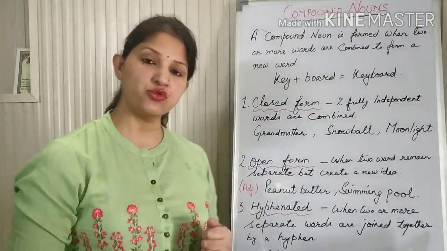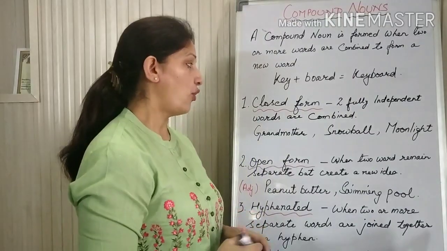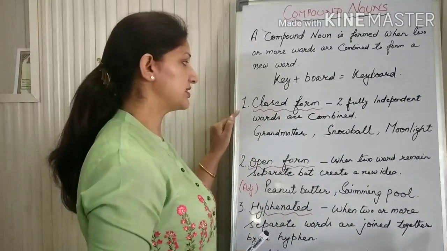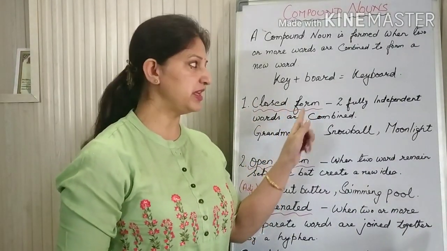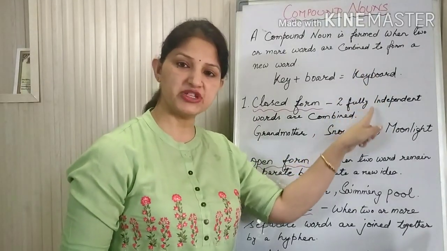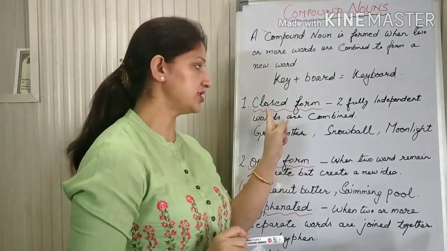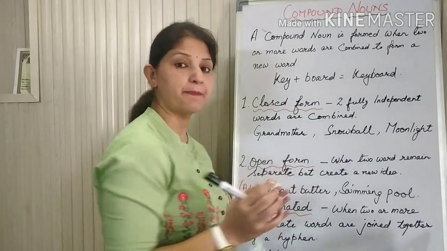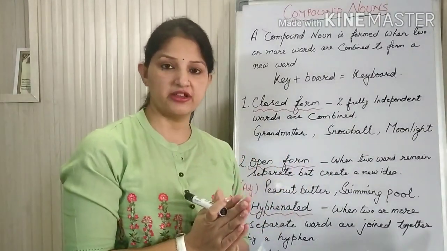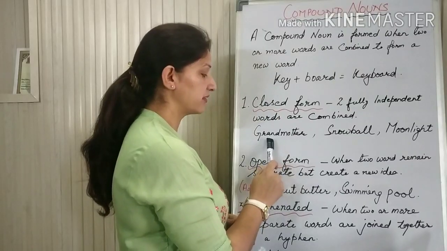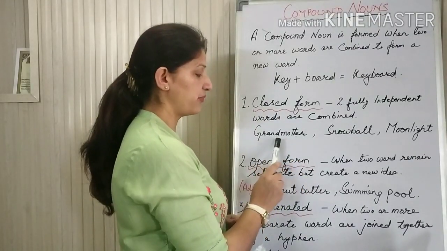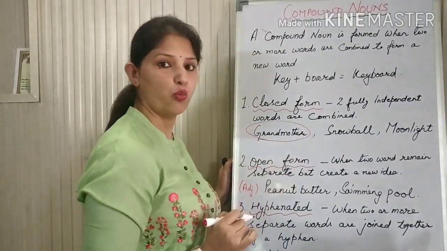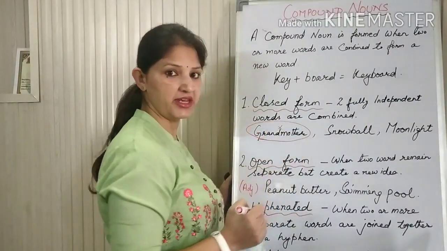Okay. Now things to know about the compound words. So in the compound words mainly we have seen that there are three forms. The first one is the closed form. By the closed form we mean when a word does not have a space between or a hyphen in between, it is called a closed form. Here two fully independent words are combined together and they stay together, like we can see in grandmother. So grand is a separate word and mother is a separate word, but when joined together it is forming a single word and there is no space in between, right?